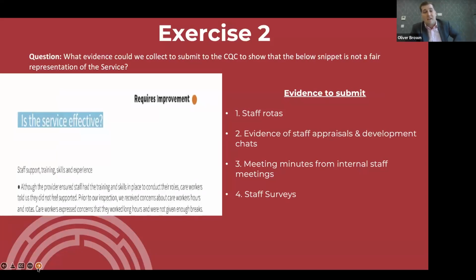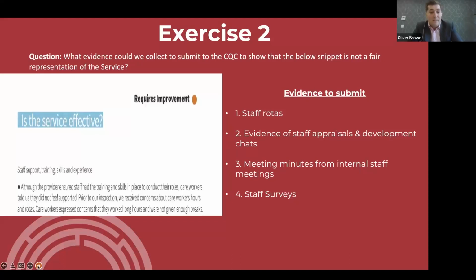So the evidence that would jump out to us and that we would like to submit, obviously some of you guys have raised this already, is the staff rotas themselves. Second point would be evidence of staff appraisals and development chats, sort of one-to-one chats. Basically, this would evidence that staff are being supported. Staff can raise issues with management. There is effective monitoring of staff. The CQC will want to see evidence of a structured appraisal system. So these are the sort of things that you'd be wanting to raise.